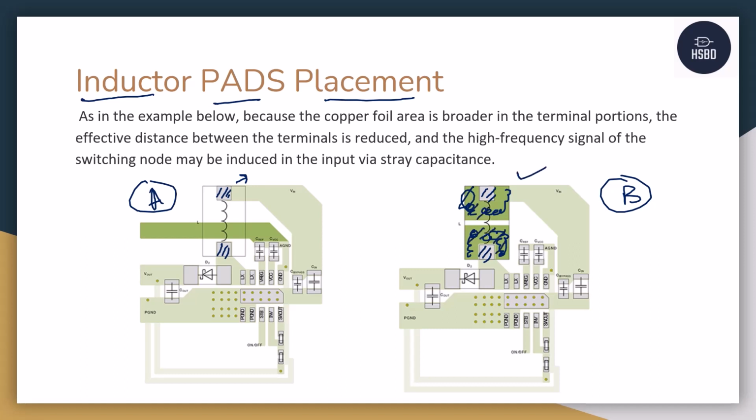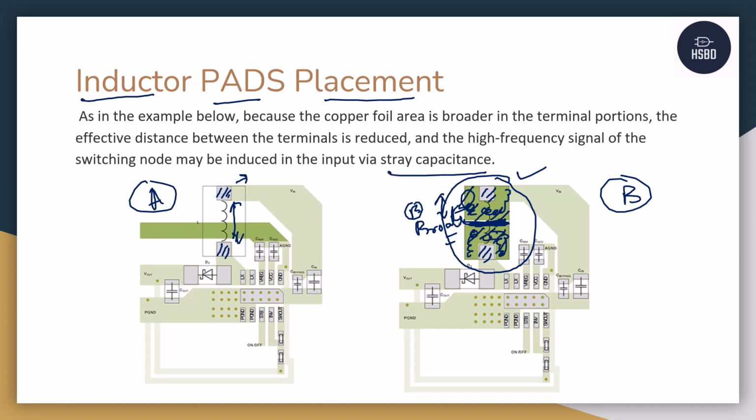In exhibit B, you will notice the copper area is broader. Now you will notice the distance between the two terminals is reduced in case of exhibit B. This is the distance between the two terminals, because if the copper is too much in this area, then the effective distance between both the pads reduces, and at high frequency the switching node will definitely cause some kind of stray capacitance.